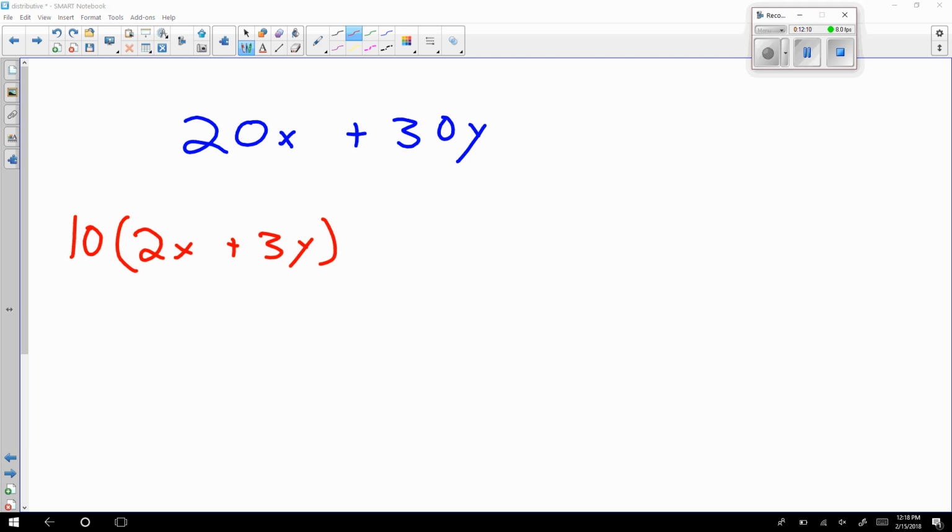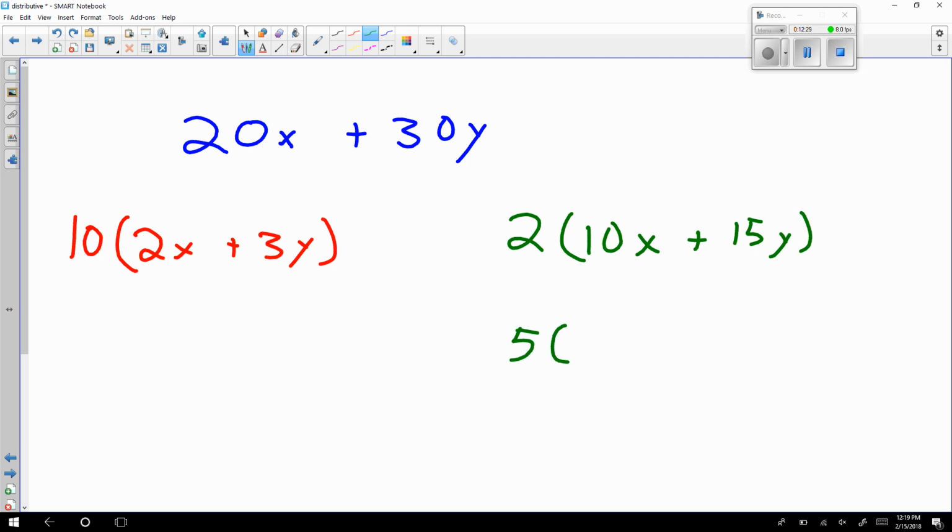Okay, another example is dividing by 2. We could get 2 times 10x plus 15y. Could also divide by 5. 5 times 4x plus 6y. Now this is important because I do know I have a couple of questions on there where I'm asking you to figure out which of the following will be equivalent to a given expression.